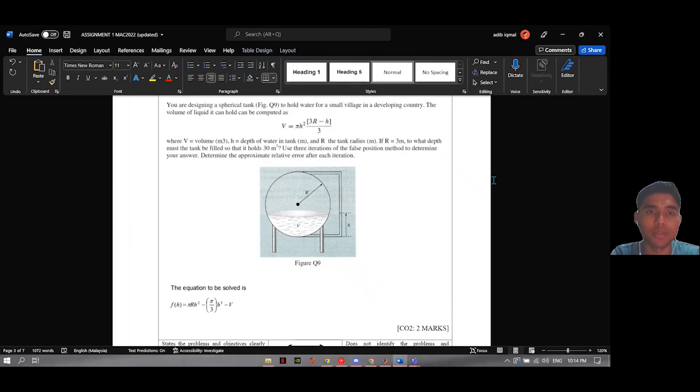My name is Adib bin Ahmad Zaidi, and today I will present my case study using the secant method for this kind of problem. So the case study is: you are designing a spherical tank in figure Q9 to hold water for a small village in a developing country. The volume of liquid it can hold can be calculated as V equals pi h squared (3r minus h) over 3, where V is the volume in meter cube, h is the depth of water in the tank in meters, and r is the tank radius in meters.